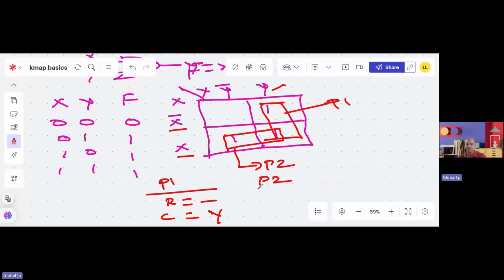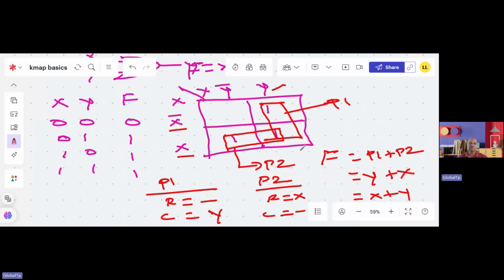Similarly, for pair 2, what happened? Two columns are contributing, and they will cancel each other, and a single row is the contributing row. So here, row is equal to x, and the column will not be affected since both things are cancelled. So while writing the answer, what is the simplest method? f is equal to p1 plus p2, pair 1 plus pair 2. Pair 1 answer is y plus x, so you can rearrange it as x plus y. That's how we get the Boolean expression from the Karnaugh map.